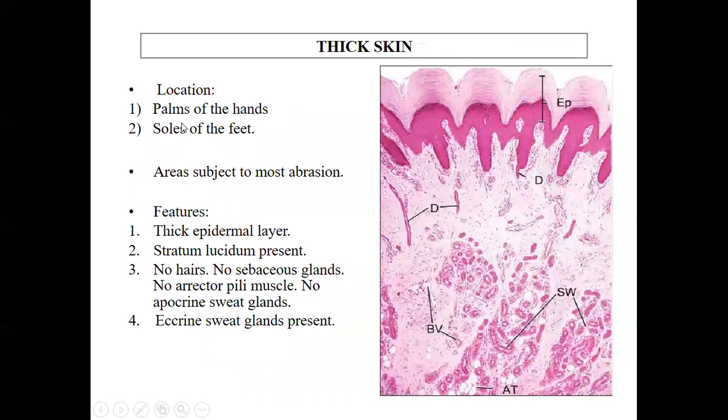Apocrine, yes. Now we're going to discuss the thick skin. It is located at the palms of the hand and the soles of the feet, because this is the area of skin most exposed to physical abrasion and physical stress. The features: it has a thick epidermal layer, and the stratum lucidum is present. There is no hair, no sebaceous gland, no erector muscle, and no apocrine sweat gland in the thick skin. The eccrine sweat gland is present.